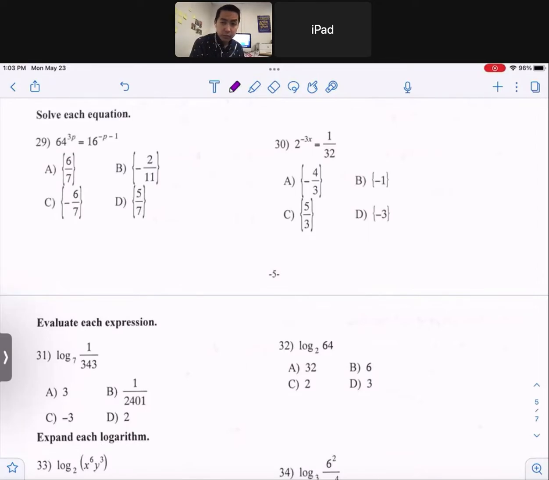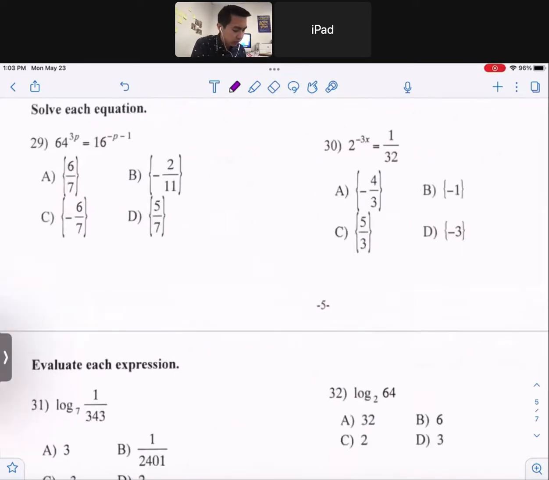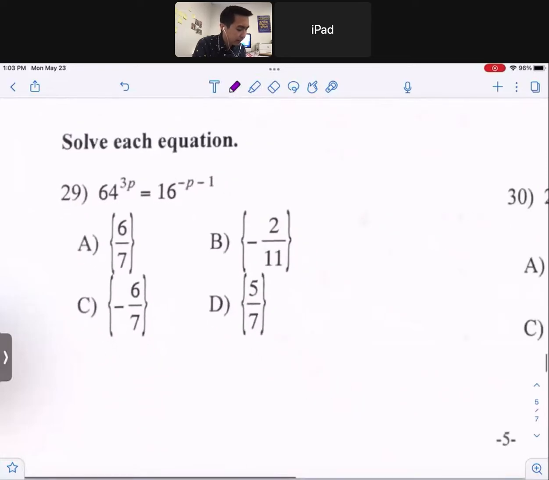So when you do problems like 29 and 30, the goal is to get the same common base. Once you get the same common base, then you set the exponents equal to each other. For 64 and 16, they both have the same common base of 4. So 4 to the third power is 64, and then there's still the 3p that exists there, equals 4 to the second power, 4 to the second is 16, times negative p minus 1.